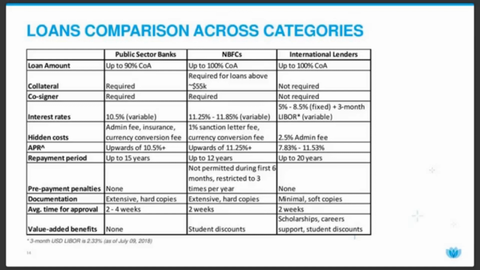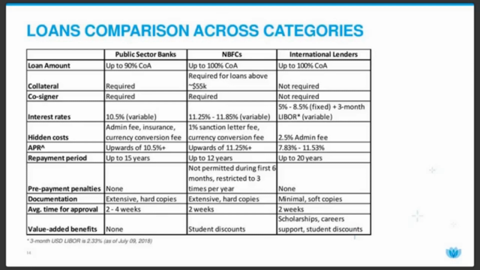Similarly, with the co-signer, public sector banks will always require a co-signer. So will NBFCs, one or both of your parents, typically. International lenders, again, merit-based loans, you don't require a co-signer. Interest rates, we've spoken about that. Public sector banks, 10.5%. NBFCs, this is from what's on their websites, it's a range. It's between 11.25 to 11.85. Again, remember, these are all variables, subject to change.